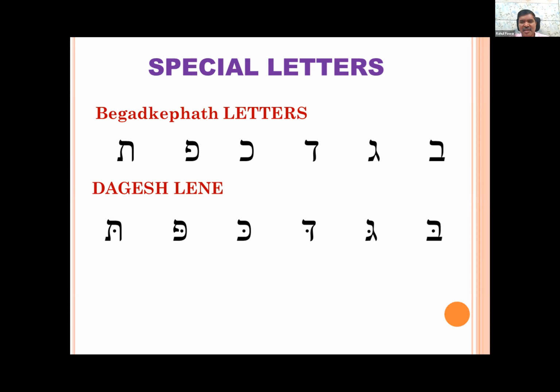Okay. So these are the six Begadkefat letters which can take a dagesh in their bosom. And that dagesh is called dagesh lene. Everyone say dagesh lene. Another word for that is weak dagesh. Can you spell it? Weak, W-E-A-K, weak dagesh. And the third name used is hardening dot. So I gave you three names: dagesh lene, weak dagesh, and hardening dot.